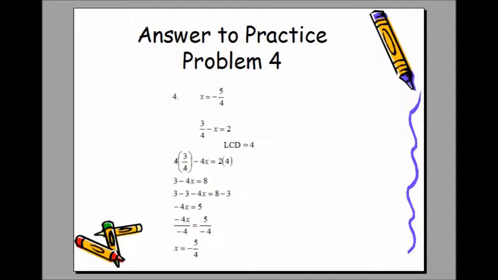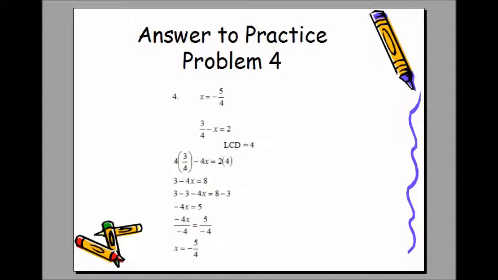The answer to practice problem 4 is x equals negative 5/4. Cancel the denominators by multiplying every term in the original expression by 4. 4 times 3/4 minus 4x equals 2 times 4. In the first expression on the left, the 4's cancel. We're left with 3. The final equation after we clear the denominator is 3 minus 4x equals 8.